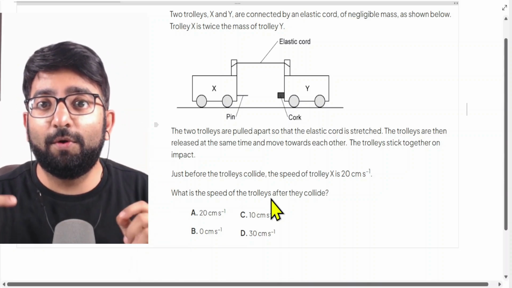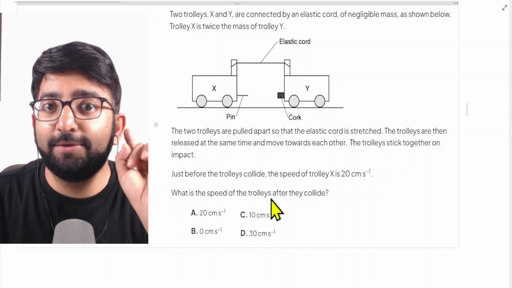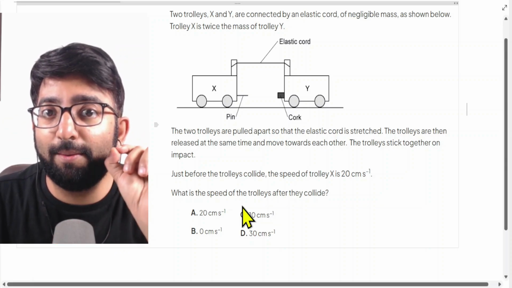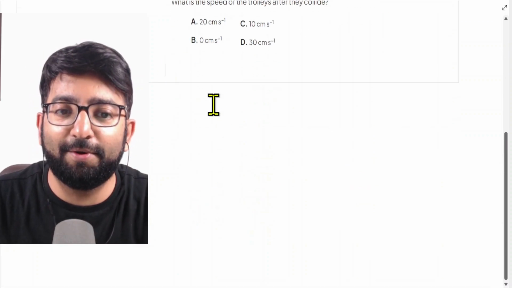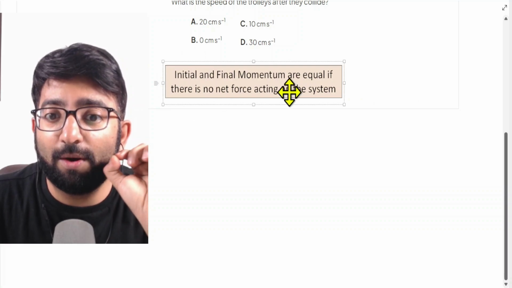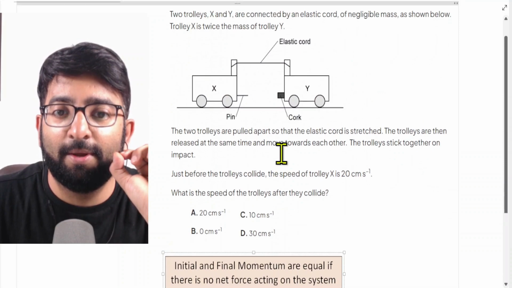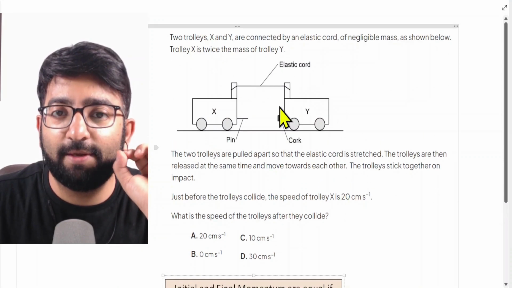We will use the law of conservation of momentum, which states that the initial momentum is always equal to the final momentum, but there is a condition involved. And what is that condition? So, let's read this. Initial and final momentums are always equal if there is no net force acting on the system. So, here we have two trolleys X and Y.